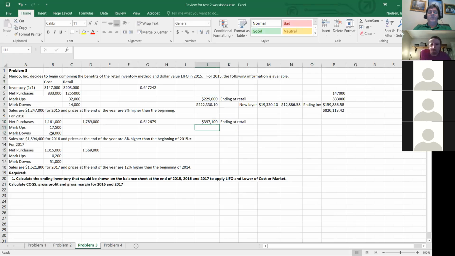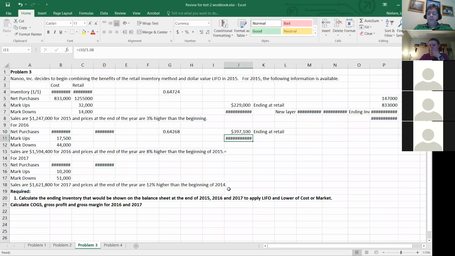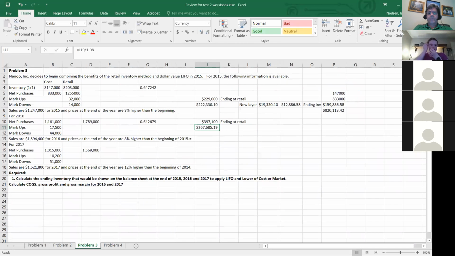Definitely looks like we have a new layer, but let's make sure we take that and divide by 1.08 because that was our new percentage. We're 8% higher than the beginning of 2015. So we're at 367,685. We compare that to the last time we took out 222, and yeah, we got a big old fat old layer. I hate when that does that. There we go.